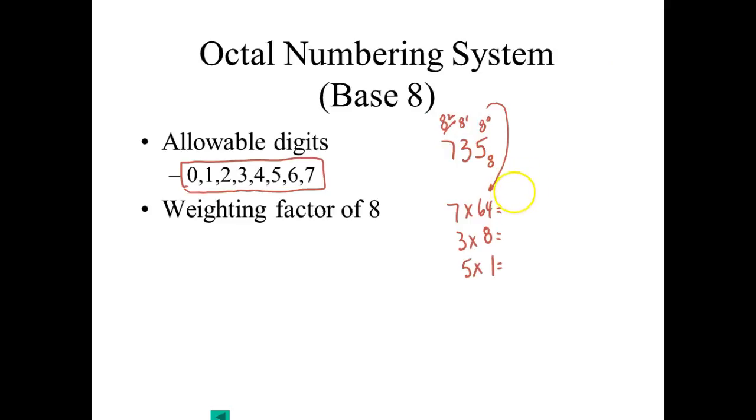So what's 7 times 64? Isn't there an 8 times multiplication table on your chart there? It's supposed to be. I know there's a base 16. Okay, so y'all do this on the calculator. So 7 times 64 would be what? What's that? 3 times 8. And of course 5 times 1.